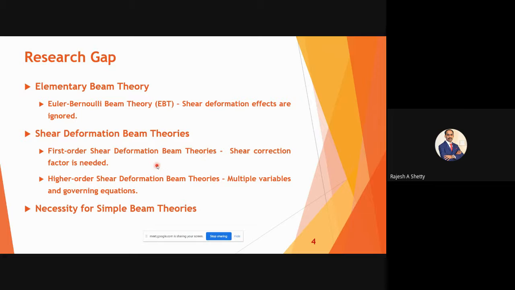So the drawback with the first order theories is that, for example, if you consider the case of Timoshenko beam theory, we have to use the shear correction factor. And in case of higher order theories, we know that we will have multiple coupled governing differential equations, and we have many unknown variables. So this requires the necessity for a simple beam theory. And in this case, we will discuss the third order single variable simple beam theory. So in this work, we are doing the analysis of beams using a single variable beam theory.